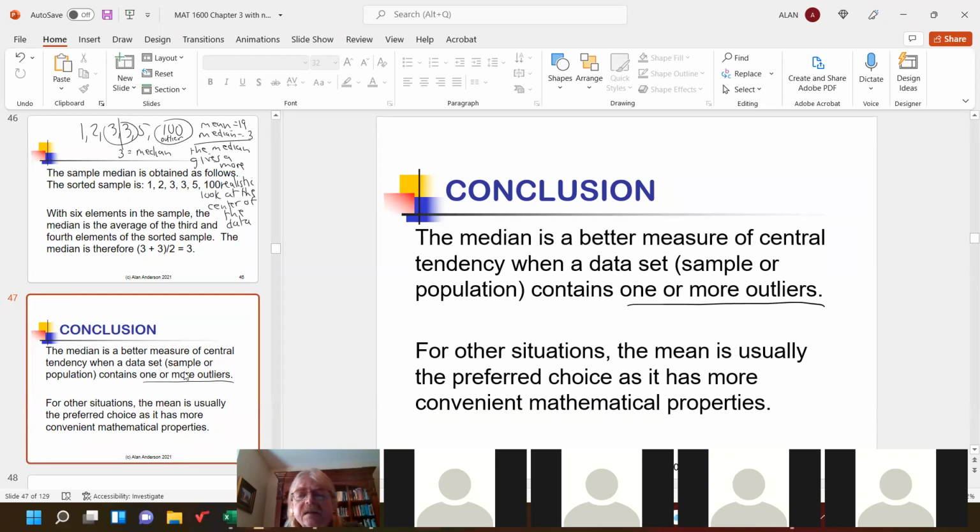It can have more than one, by the way. But the existence of outliers throws off the mean as a measure, and in those cases, the median is the preferred choice. On the other hand, the mean is normally used when there are no outliers, because first of all, it's easier to calculate, and secondly, it has more convenient mathematical properties, which we really won't get into here. And also, I think for most people, the mean or average is intuitively more clear than the median. So in general, we use the median with outliers. The rest of the time, we use the mean.